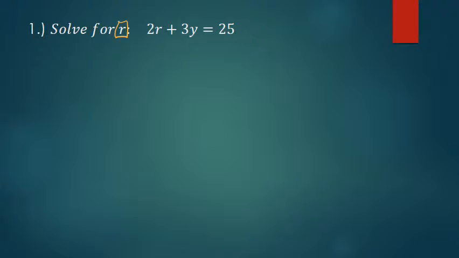The equation is 2r plus 3y equals 25. So the variable I need to get by itself is in the first term. So the first thing I need to move is the 3y, and it's being added to the 2r. So I need to do the opposite sign. So subtract 3y, and I'm going to subtract 3y from the right side as well. So now I get 2r. This goes away. 2r equals negative 3y plus 25.